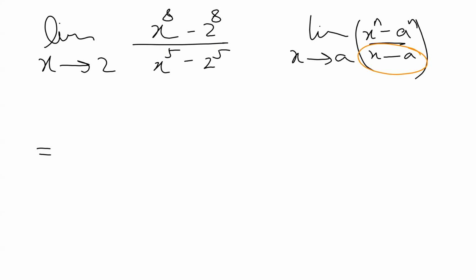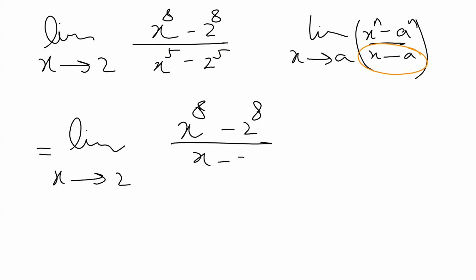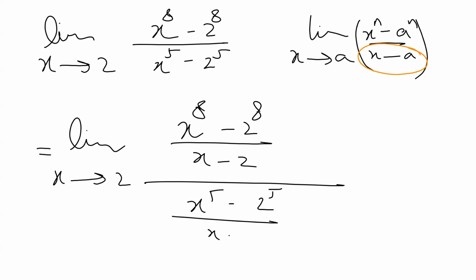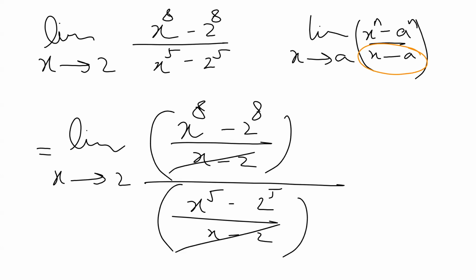So now how to handle these problems? Let's see. Now x raised to 8 minus 2 raised to 8, we'll divide this by x minus 2. And the denominator also will divide by x minus 2. So in short, we are dividing all the terms by x minus 2. You cannot just divide the numerator. If you're dividing the numerator, you'll have to divide the denominator so that it gets cancelled.